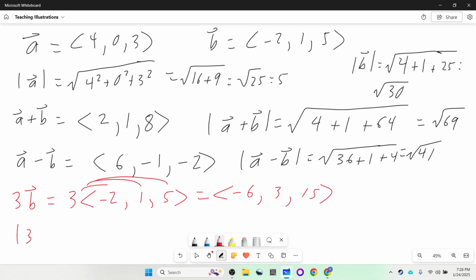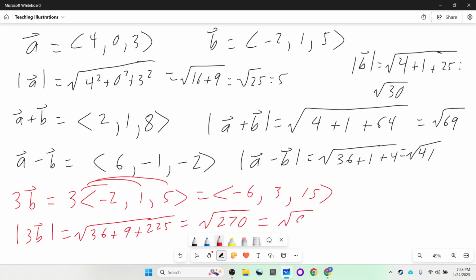And then the length of 3B would be the square root of 36 plus 9 plus 225, which is 45 plus 225, the square root of 270. Now we'll want to simplify this. So what perfect square goes into 270? Well, it would be 9. Square root of 9 times square root of 30, and the square root of 9 is 3, so 3 root 30. Well, look at that. That is 3 times the length of B.